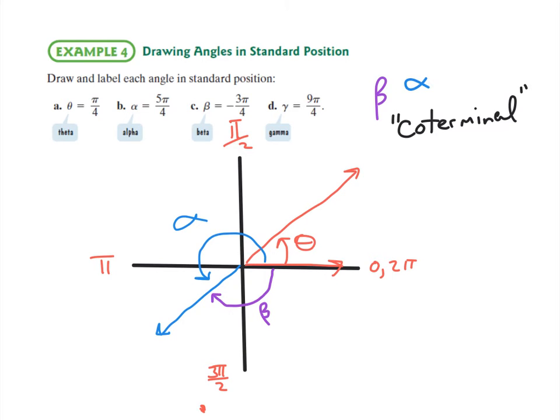And then for the last one, gamma is equal to 9 pi fourths. So here, when I do this, 9 pi fourths is actually going to be more than one revolution. So I have 1 pi fourths, 2, 3, 4, 5, 6, 7, 8. So 9 is going to be here as well. And when I draw this out, I'm going to start right here. Gamma is going to be this angle right here. Okay, so that's the angle gamma.